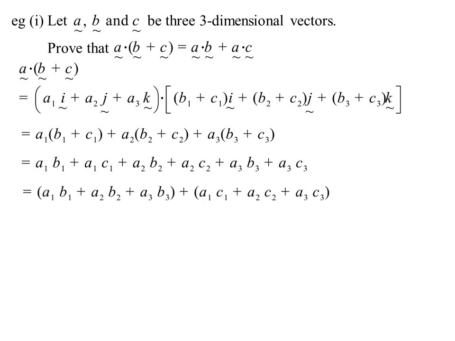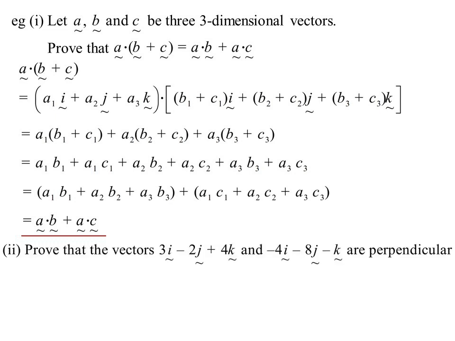I now need to regroup this and hopefully come up with a dot b plus a dot c. If I regroup it, a1 b1 plus a2 b2 plus a3 b3, yep, that is a dot b, and the second one in a similar way, yep, that is a dot c. So yes, that property does hold in 3 dimensions as well as 2 dimensions, and in fact it holds in every dimension. Let's prove these are perpendicular. A very similar question to what we saw in 2 dimensions.